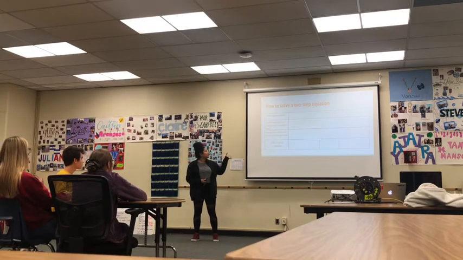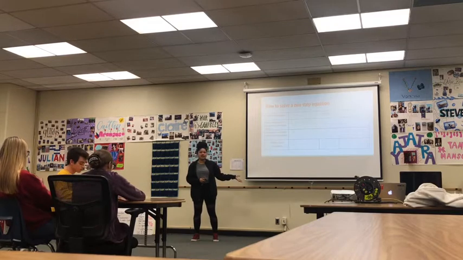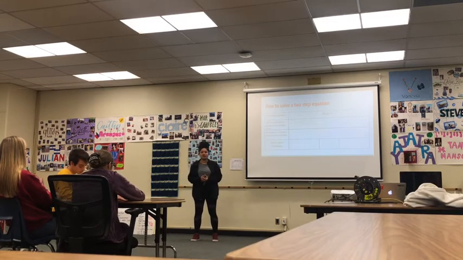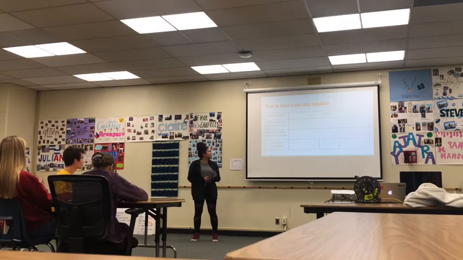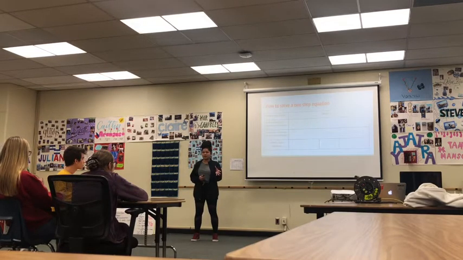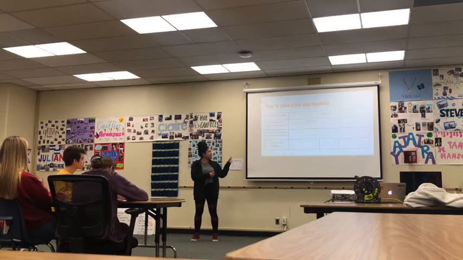So, how to solve a two-step equation? Now, the first step is to write down the problem. And the problem that we're going to be using today is 3b minus 4 equals 11. And the second step is to add or subtract to isolate the variable term. Do you guys know what the variable term means? Yeah. So, 3b minus 4 equals 11.